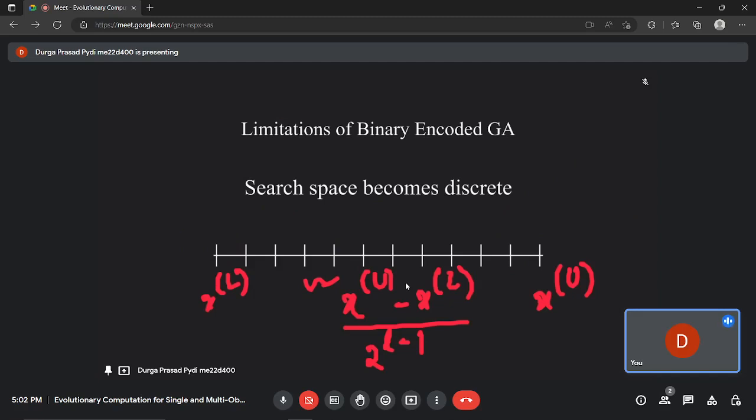So instead of searching over the entire space, now you can only get some finite intervals. Say it is between 0 and 5 and your precision is 0.2, then you'll essentially get 0.2, 0.4. So you won't find any solutions in between 0.2 and 0.4. That is one of the limitations with binary encoding GA.